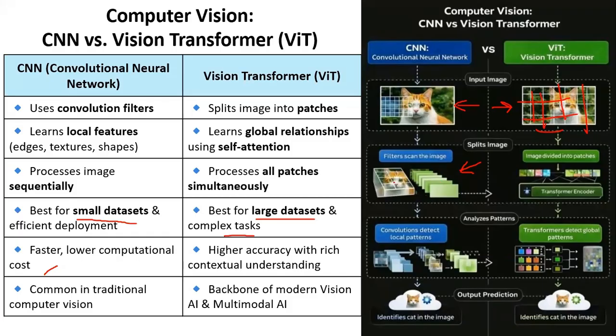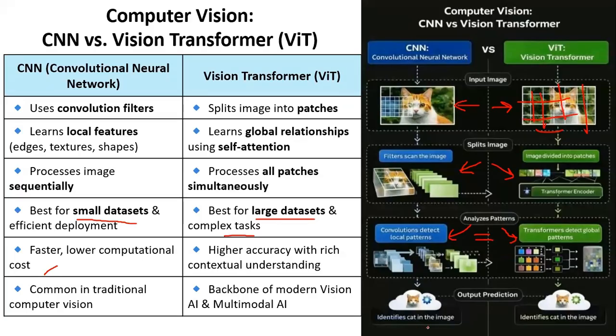So this is how CNN recognizes images in parts, whereas Vision Transformer divides the image into patches, but those patches work together. There is a transformer encoder mechanism, which we'll talk about. The next step is analyzing the patterns of the image. In the analyze pattern step, CNN detects local patterns, whereas Vision Transformer detects global patterns. So you can see the output prediction.